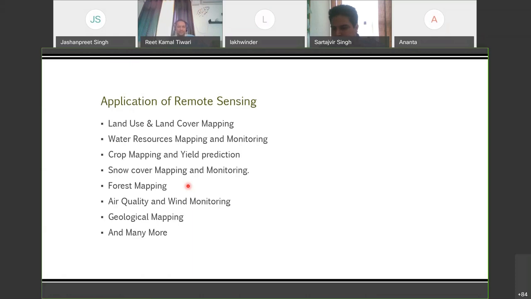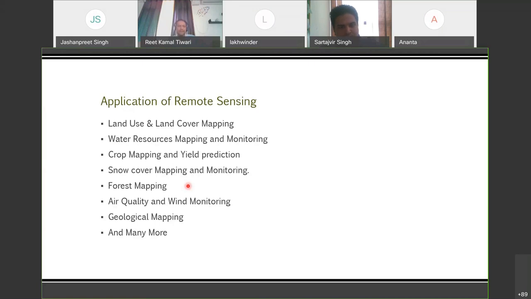Because the remote sensing images can only capture how the crop is growing and how the crop is changing its color, its size, its textures. All this information, water content, everything can be captured by remote sensing. But somehow we need to use that information to know the yield of the crop. And here the machine learning algorithms come into place.